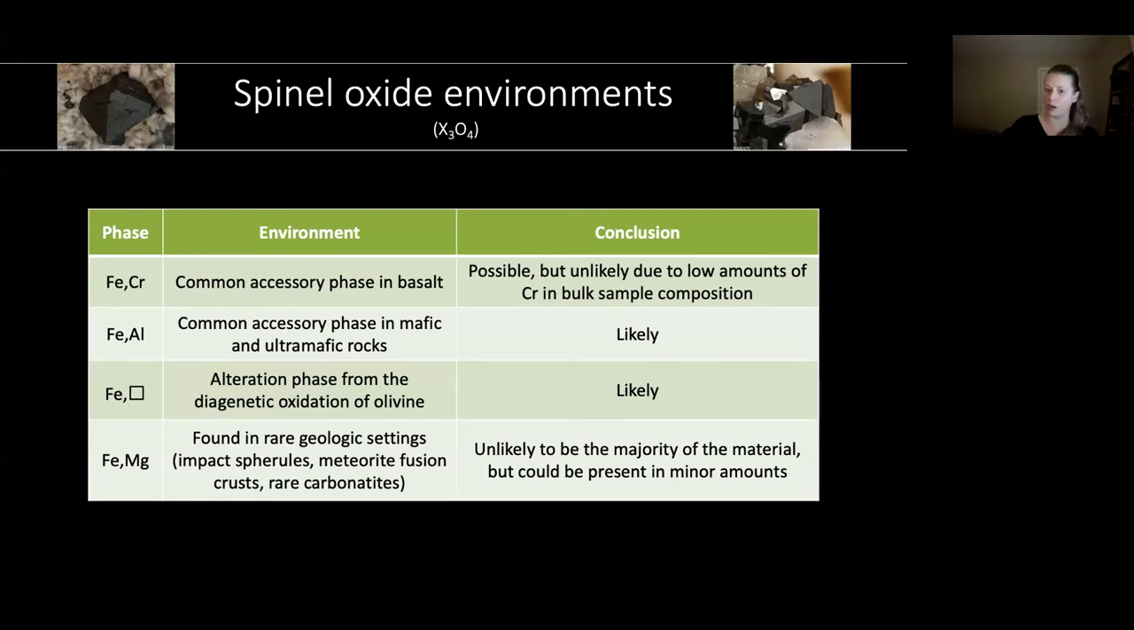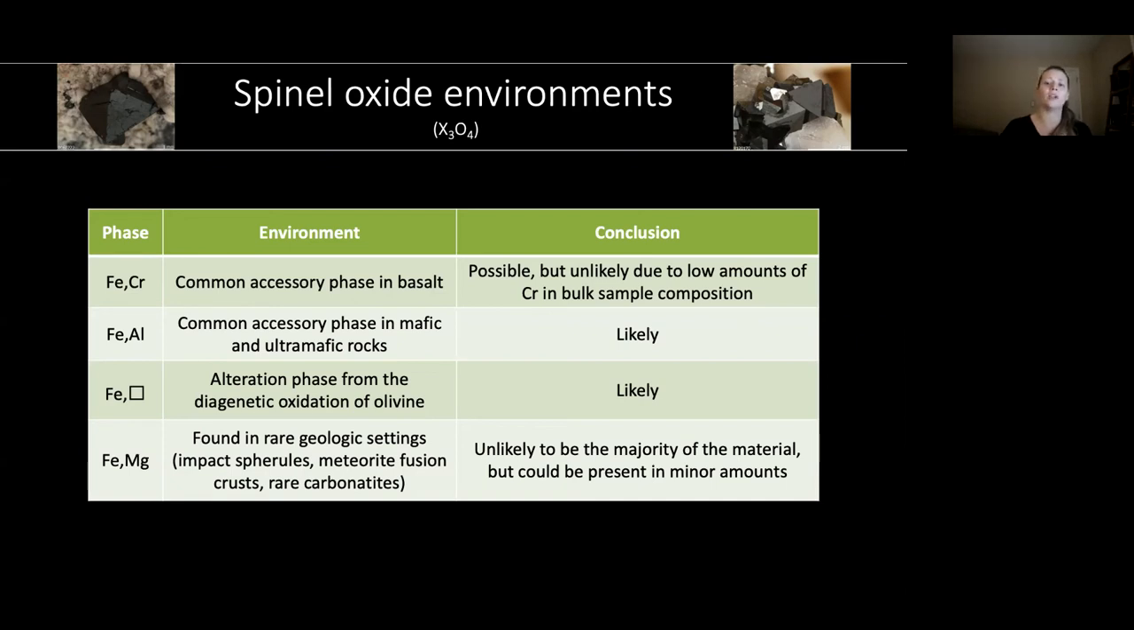So next we can think about magnesium substitution. That's unlikely simply because it forms in a rare geologic setting and it doesn't occur in abundances that we're seeing in Gale crater. So it could be a minor component, but that's probably not a lot. Next, let's look at aluminum. So aluminum substitution is commonly found in mafic rocks and we can't rule it out with bulk chemistry. So that's a pretty likely one. And lastly, cation deficient magnetite forms as a result of diagenetic oxidation of olivine and is also therefore clearly a very likely candidate. We know that we have olivine that's being altered away. So it seems pretty likely that that is also here as well.